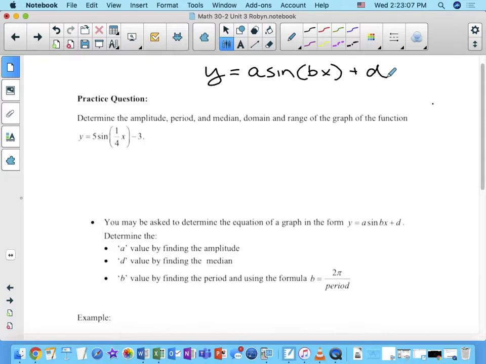Okay. So can you guys just remind me, what does the value of A tell us? What is A? Yeah, the amplitude, correct. Okay, and what's the value of D? The midline, correct, of the graph. And what about the value of B?